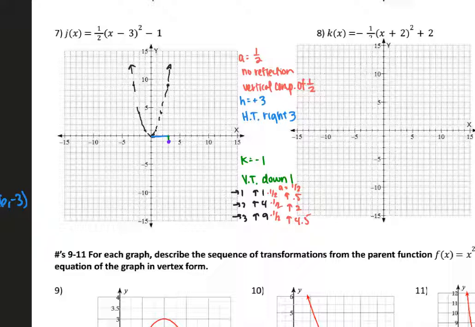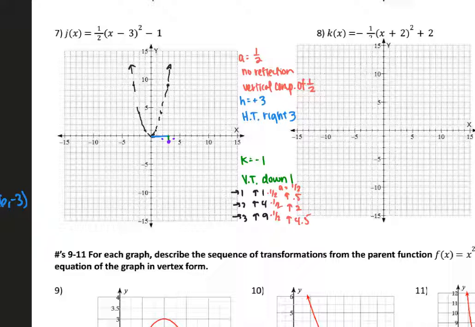So starting from my vertex here, I'm going to go over 1. Normally in my parent function, I would go up 1, but I'm going to go half as much since I am compressing my graph, which would give me a point right here. And I can get its symmetric point right across.